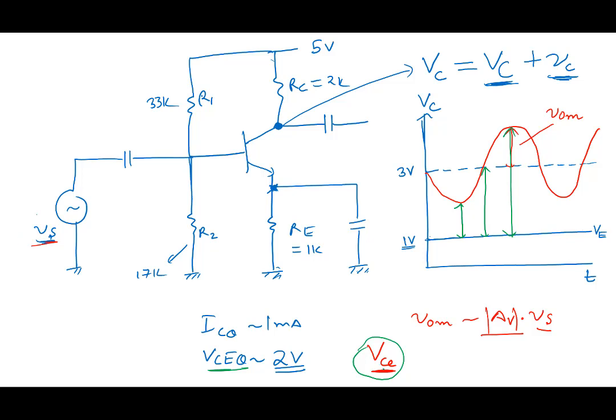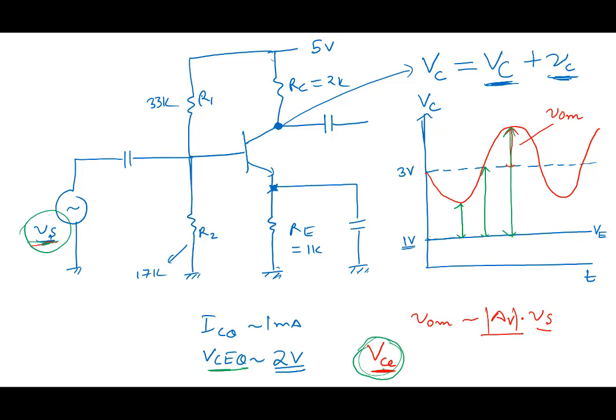Now, if I increase the value of Vs, what will happen? This will come even closer. What will happen to VCE? It will become smaller. You push this harder, what will happen to VCE? It will become even smaller. Now, as VCE becomes smaller and smaller, eventually what happens? The transistor will go into saturation.